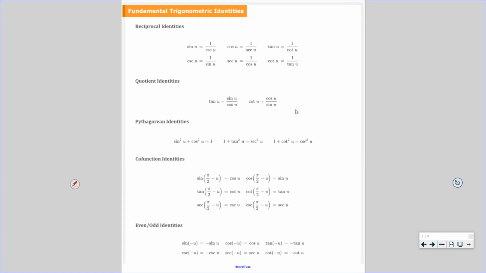I'm not too worried about the proof. You won't have to prove these to me. It does help you conceptually understand where they come from when we did that right triangle application stuff. And I don't even make you memorize these. You get a cheat sheet.